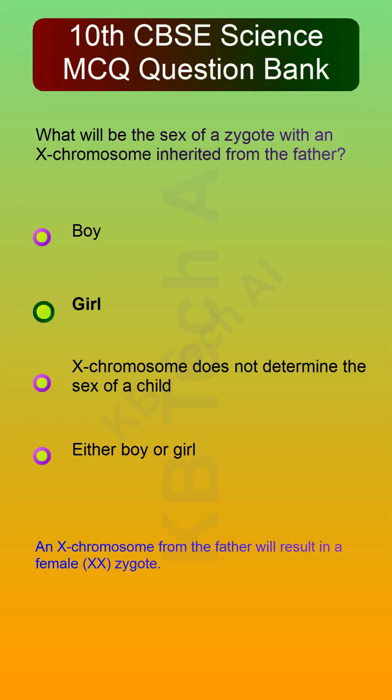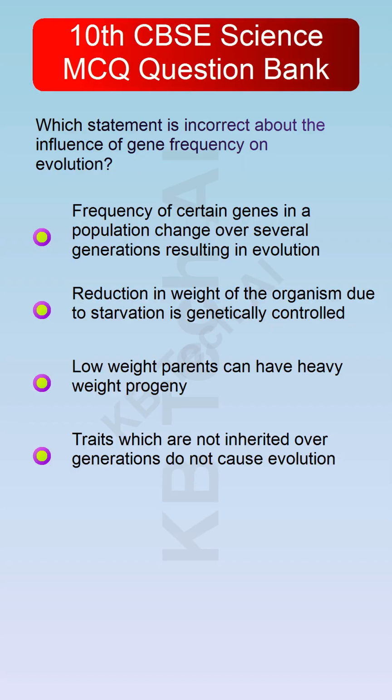The answer is, option 2, girl. Which statement is incorrect about the influence of gene frequency on evolution? Option 1, frequency of certain genes in a population change over several generations resulting in evolution. Option 2, reduction in weight of the organism due to starvation is genetically controlled. Option 3, low-weight parents can have heavyweight progeny. Option 4, traits which are not inherited over generations do not cause evolution.